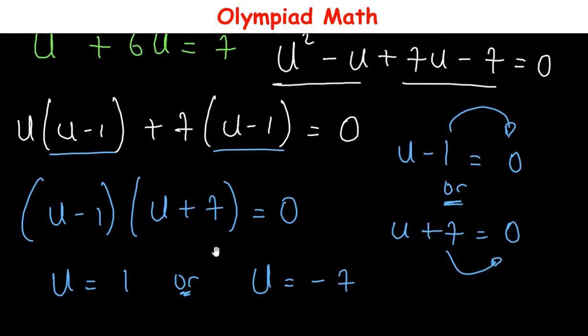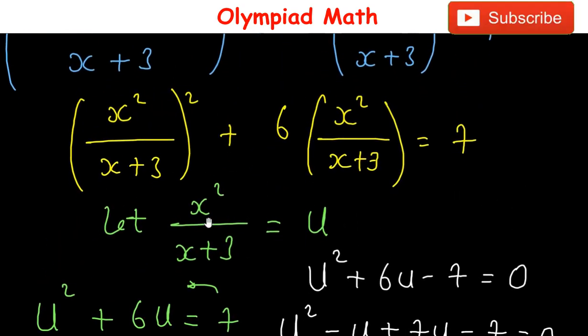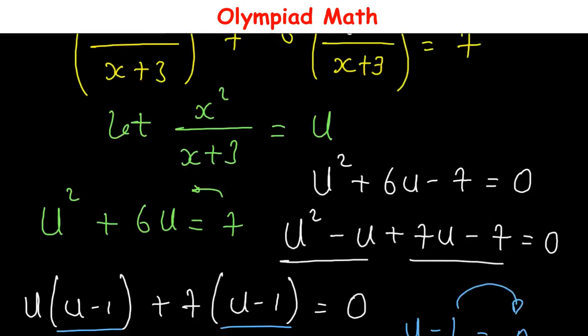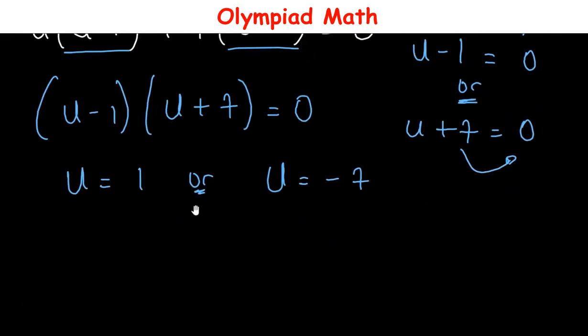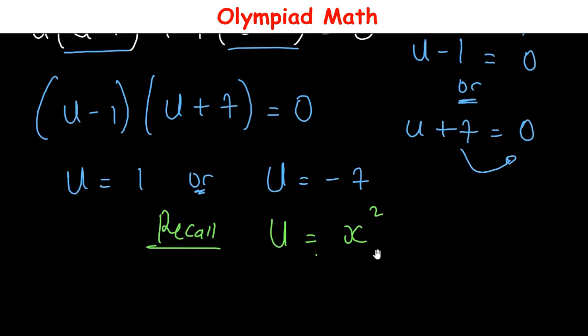So at this junction, we are then going to recall that from here, we said let x squared over x plus 3 equal to u. So writing this down, recall that u is equal to x squared over x plus 3.